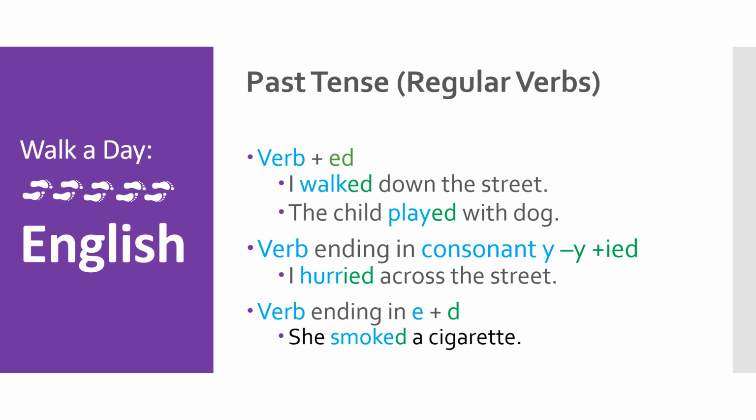If a verb ends with a Y and the letter before it is a consonant, like the letter R, then we change the Y to an I and add ed. If the verb ends with an E, we just simply add a D.